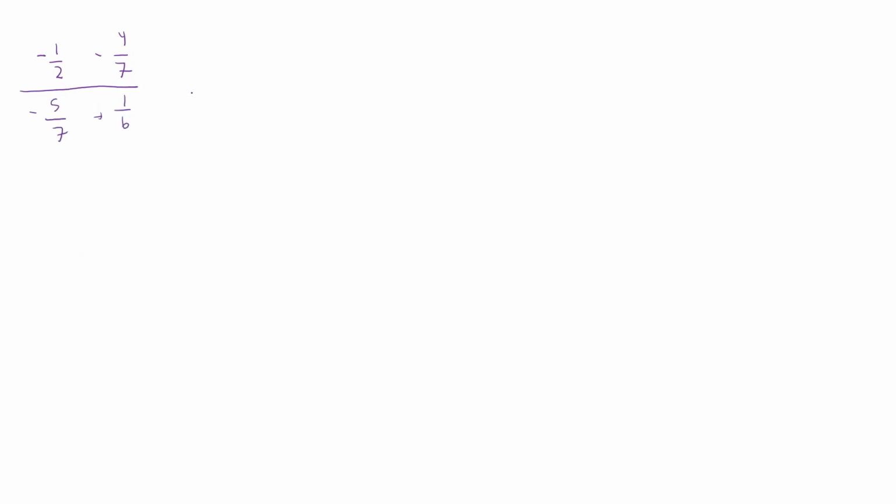Okay. So up here is LCD1 and down here is LCD2. We'll have to find those. So here, 2 and 7, well, that's just going to give us 2 times 7, which is 14. Down here, well, 6 is 2 and 3, so it's going to be 2 times 3 times 7. So that's going to be 6 times 7, which is 42.